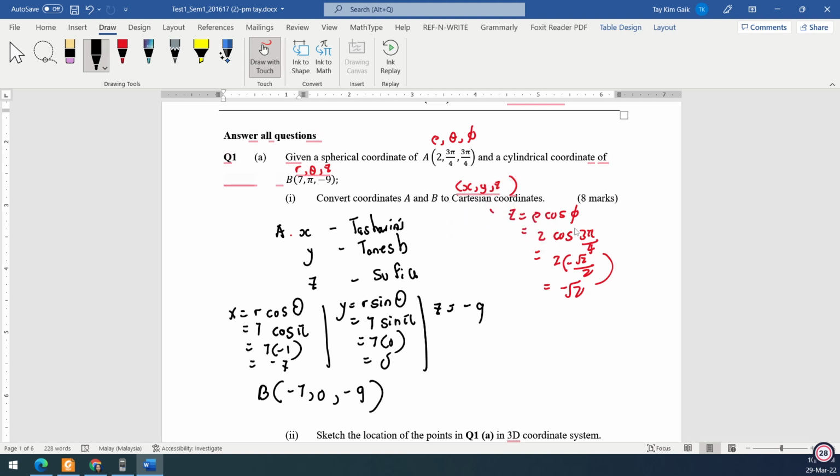Okay, and then if you use z is rho cos phi, this is provided from spherical coordinates, where you've got rho and you've got phi. For x, we know x is r cos theta, and r is actually rho sin phi. So that's why from spherical to Cartesian, x is rho sin phi cos theta. But don't use this for coordinate B, because you don't have rho, you don't have phi.